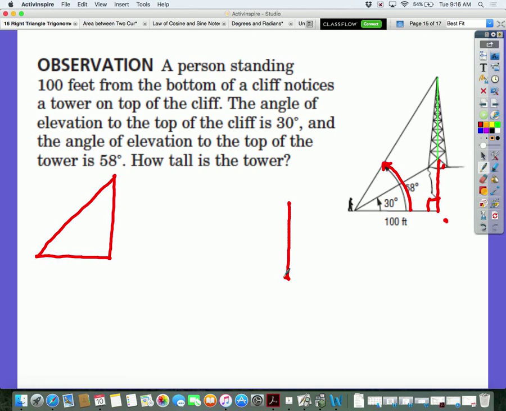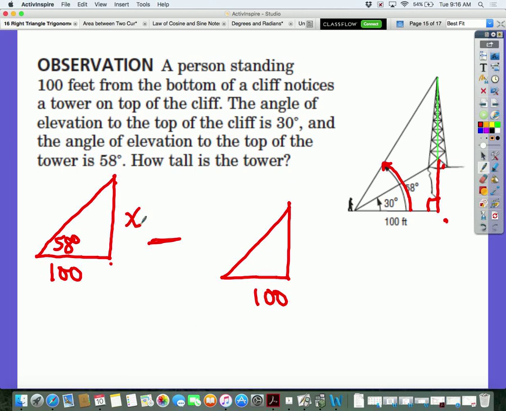Then we can find the length of the cliff, and then we can subtract the two. Okay? So we know the person is standing 100 feet from the base of the cliff, so both of these are 100. What's the angle here from the bottom all the way to the top of the tower? What angle is that? It's the 58-degree angle. Brian says we should find this.